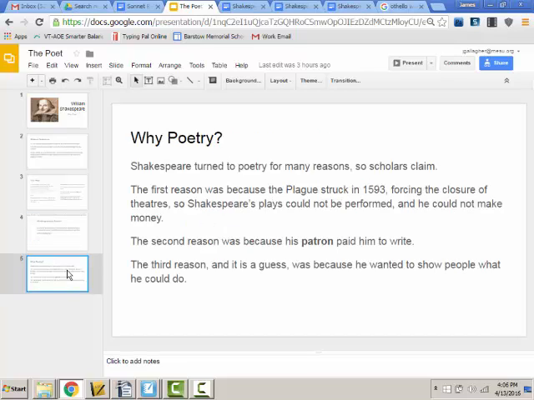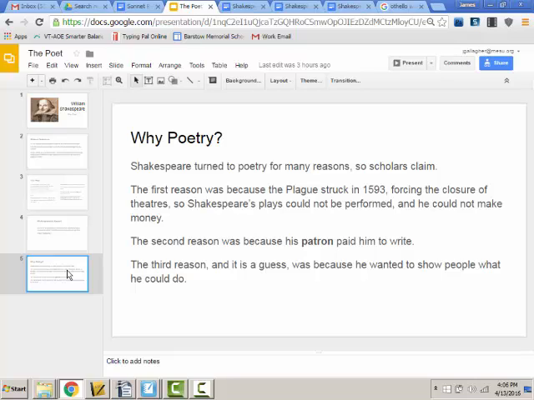So why did Shakespeare write poetry? Shakespeare wrote poetry for a couple reasons, so scholars claim. We don't know because he didn't tell us. The first reason was because plague struck in 1593, forcing the closure of theaters, so Shakespeare's plays couldn't be performed. And he had to make money, and this was the way to do it.